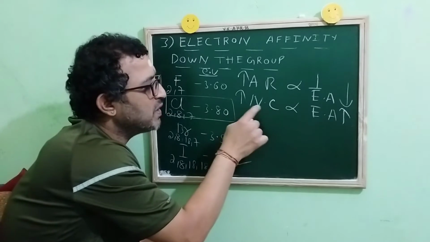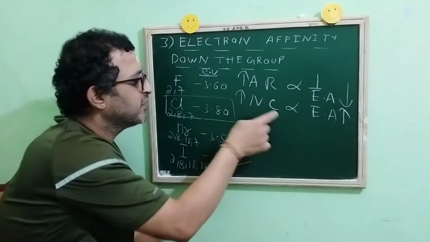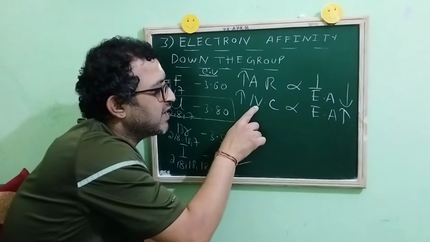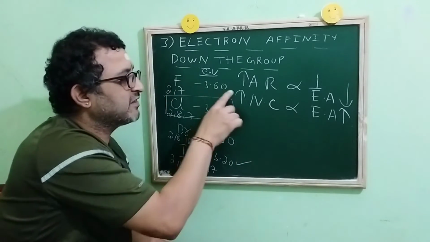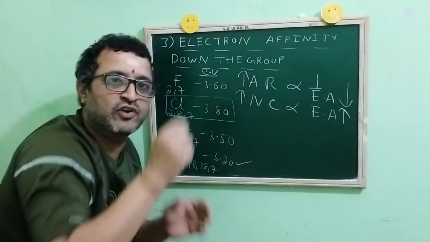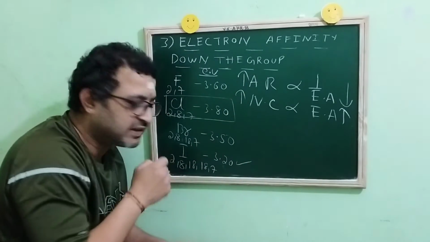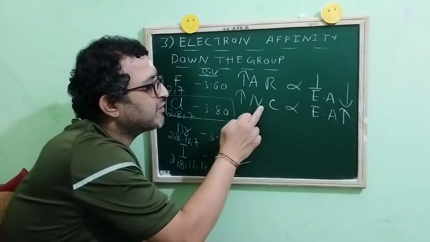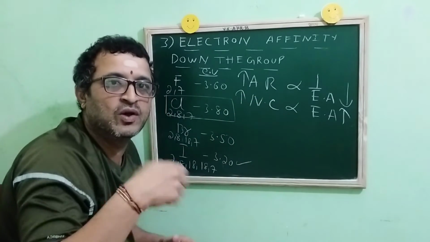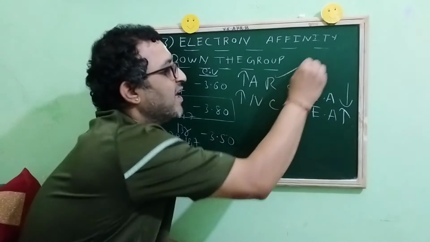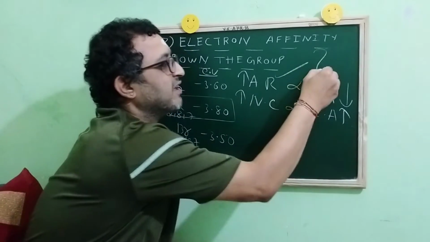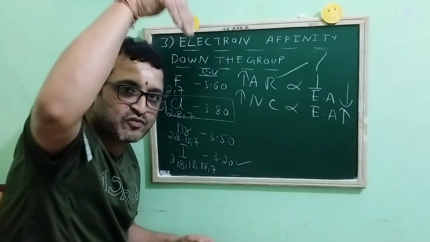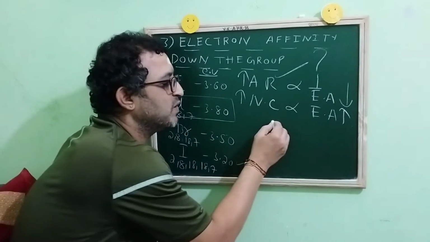But along with atomic radius, nuclear charge is also increasing, no? People say that as the nuclear charge increases, electron affinity should increase, but it is not increasing, it is decreasing. So, out of atomic radius and nuclear charge, who is dominating? Atomic radius. Now the question arises, why does atomic radius dominate over nuclear charge when you go down the group? Children, observe very carefully.